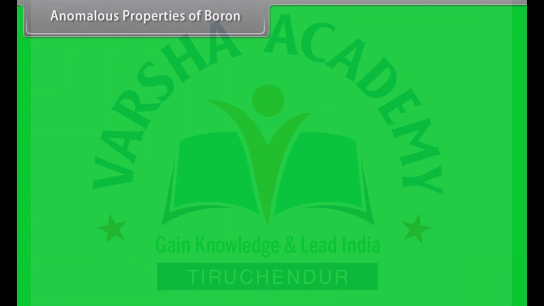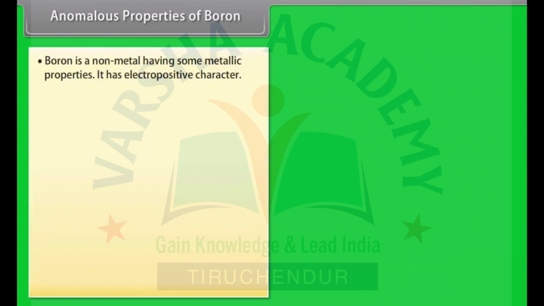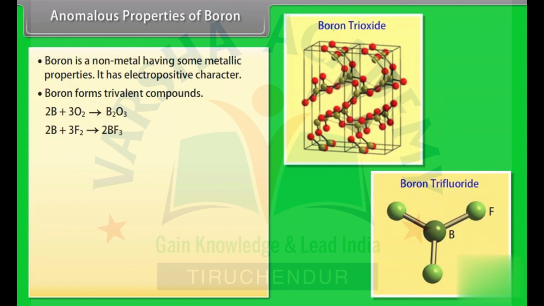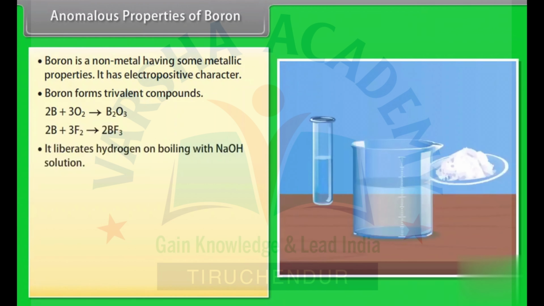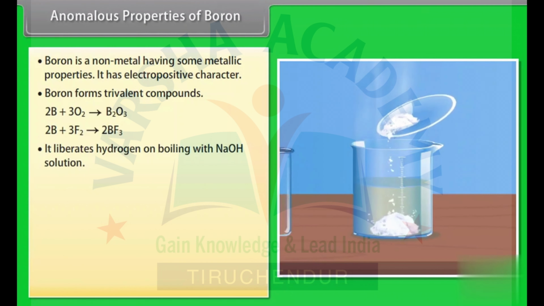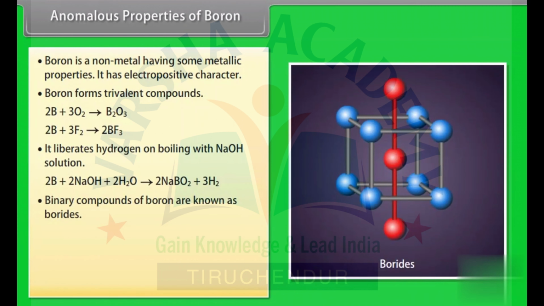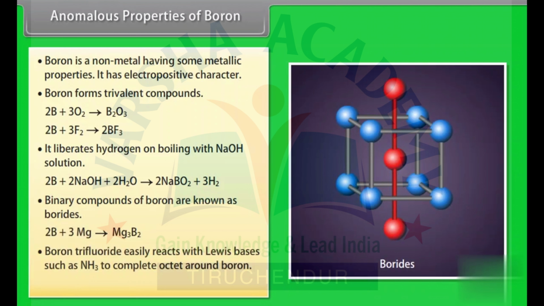Anomalous properties of boron. Boron is a non-metal having some metallic properties. It has electropositive character. Boron forms trivalent compounds. It liberates hydrogen on boiling with NaOH solution. Binary compounds of boron are known as borides. Boron trifluoride easily reacts with Lewis bases such as NH3 to complete the octet around boron.